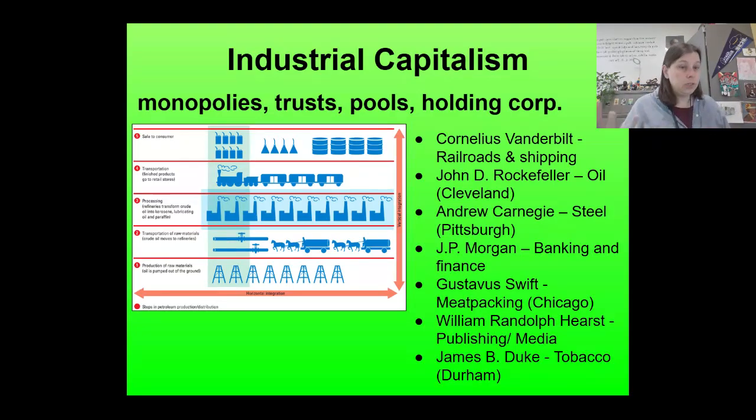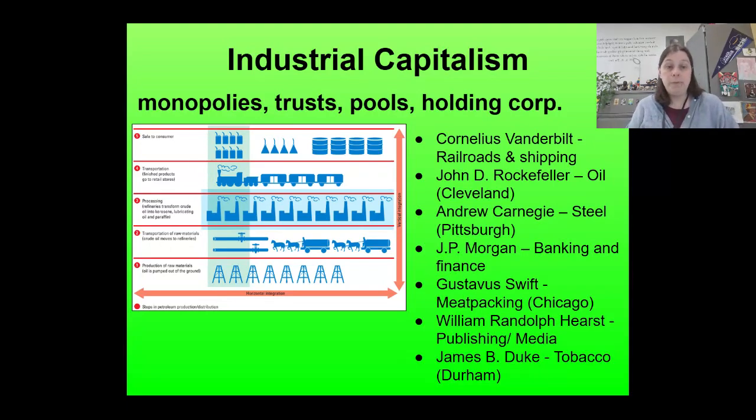Carnegie dominates the steel industry with Carnegie Steel, which eventually becomes U.S. Steel, based out of Pittsburgh. JP Morgan is the head of a banking and finance empire that's going to make him the richest man in the world, and he will eventually loan the United States government enough money to keep functioning during a recession in the early 1900s. Gustavus Swift is meatpacking out of Chicago. Meatpacking is like animals go in, meat comes out, right? It's processing live animals into meat.